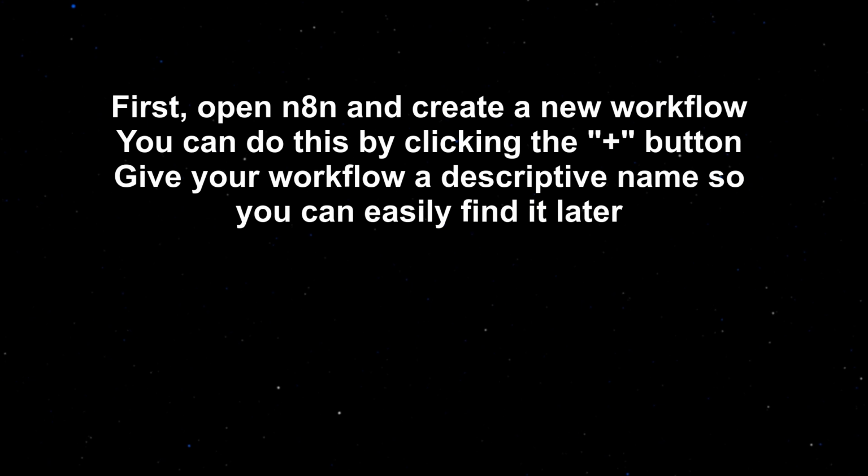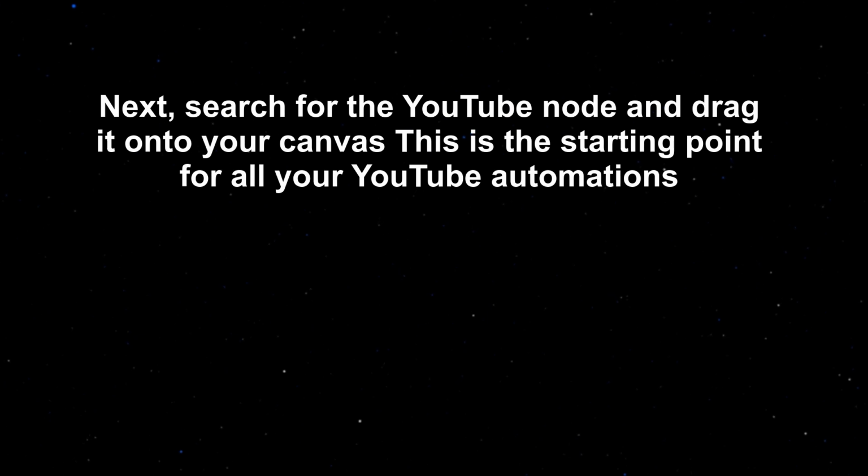First, open n8n and create a new workflow. You can do this by clicking the plus button. Give your workflow a descriptive name so you can easily find it later. Next, search for the YouTube node and drag it onto your canvas. This is the starting point for all your YouTube automations.